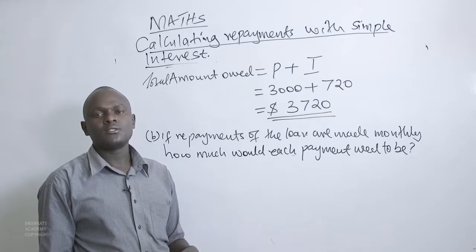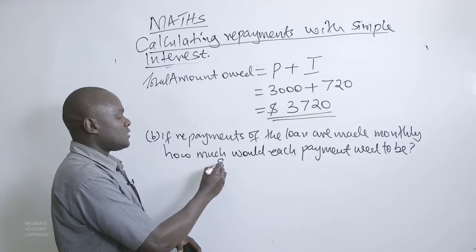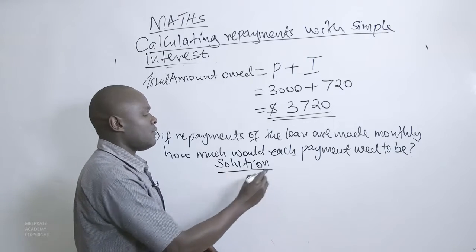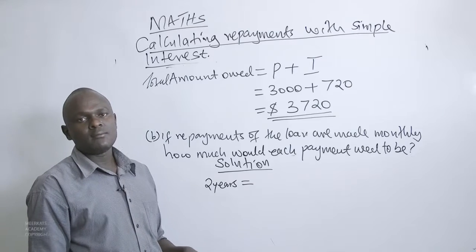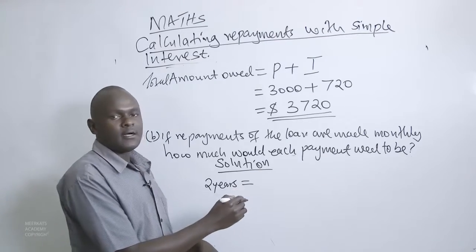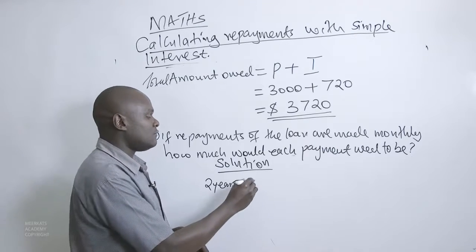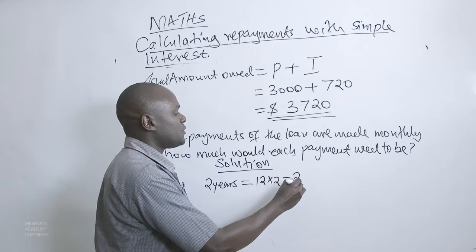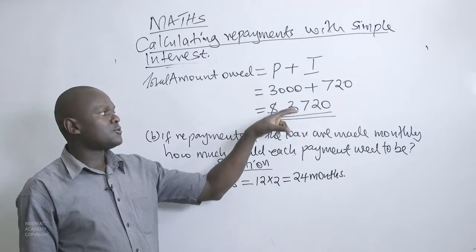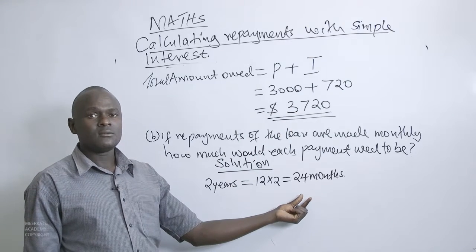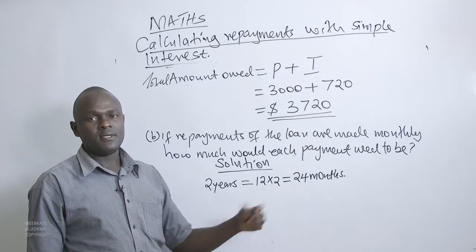And remember, in our previous lesson, we had looked at how to convert from years to months and from months to years. We need to understand how many months are there in 2 years. 2 years is equal to how many months? As you know, a single year has 12 months. So if we have 2 years, then we are going to have 12 times 2. This will give us 24 months. That means that if this total amount is going to be paid monthly, we are going to have 24 installments or 24 payments.